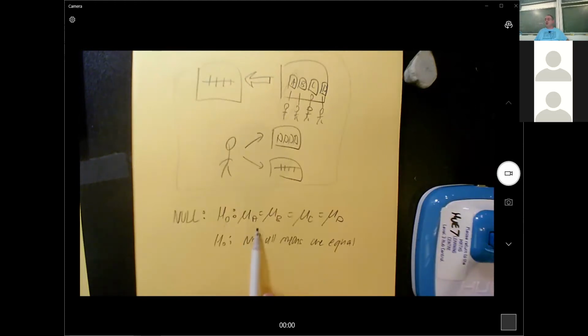Do not write mu A is not equal to mu B is not equal to mu C is not equal to mu D. That's not the same as the opposite of this thing. You're not declaring that they're all not equal to each other. You're just declaring that it's not the situation where they're all equal. It could be that 3 of them are equal and 1 of them is different. And that's a possible thing that's okay.